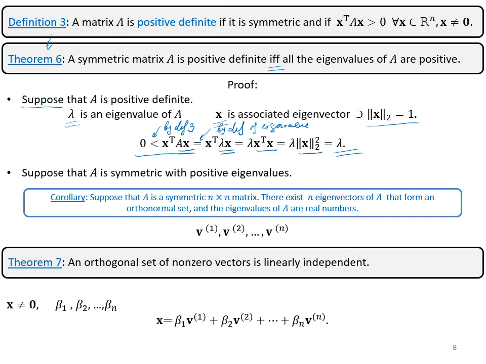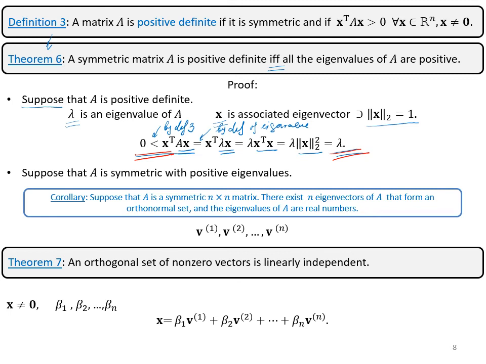And since our matrix A is positive definite, we have the first inequality here, and we have lambda here, which means that lambda is positive. So the first part is proved. Now the second part.